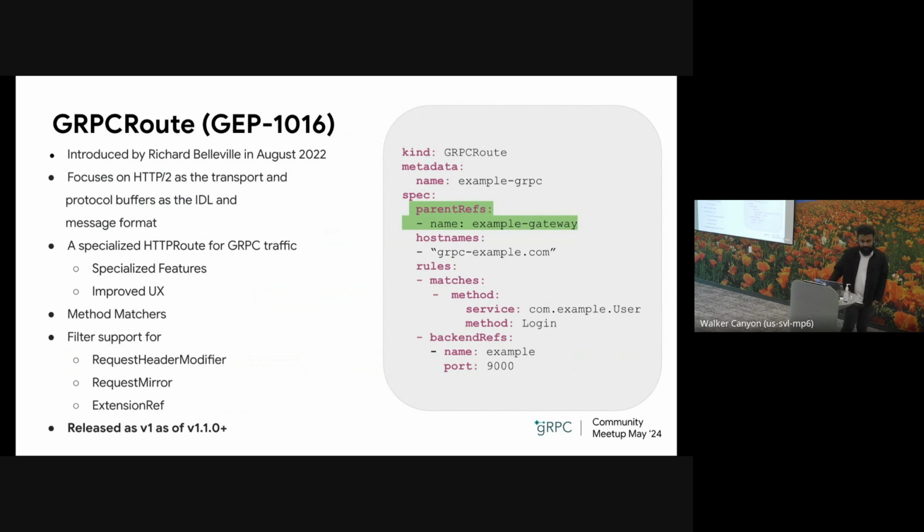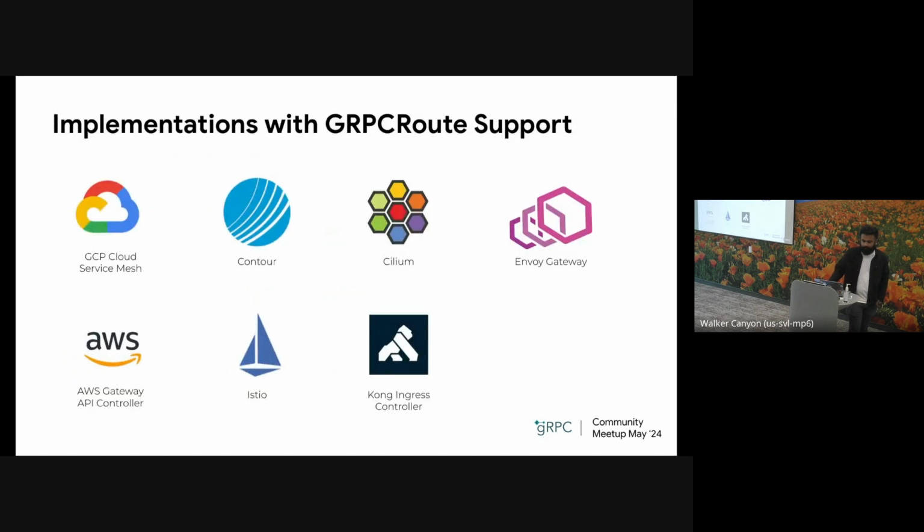So this API has graduated to V1 and is released in the standard channel since version 1.1. It's great to see so many implementations already supporting gRPC route today. Conformance tests for gRPC route have recently been added, and we are happy to share that they already pass on Contour, Cilium, and Envoy Gateway. With gRPC route graduated, we are hoping for more implementations to add support for it so more users can get access to it.